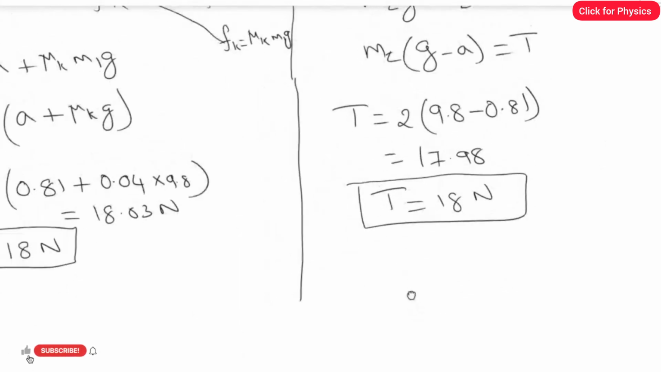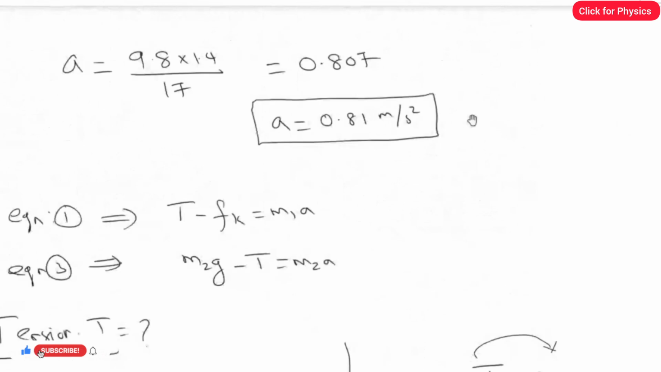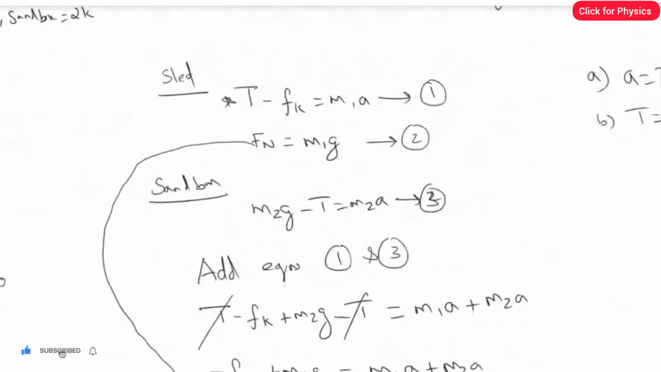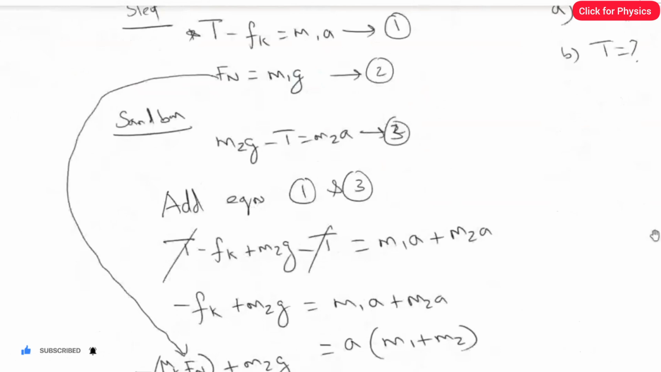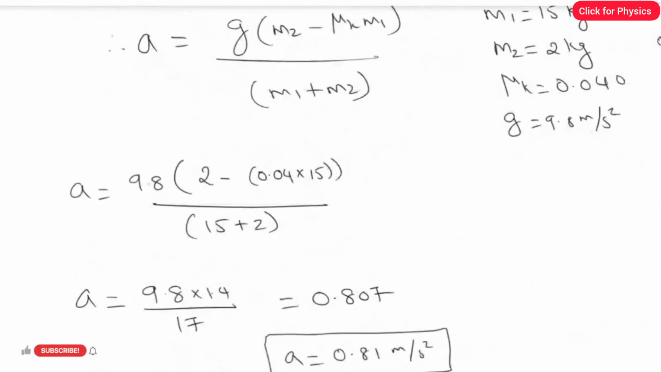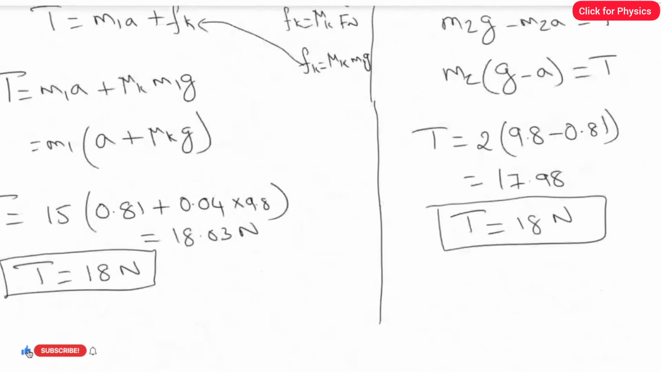That means what it exactly says, if you just go back to the figure, the tension in this and the tension in this will take the same answer. And also the acceleration of the sled and the acceleration of the sandbox is also the same value. That means A value and T value will be the same for both sled as well as sandbox. Clear? So this is the answer for part B. So here the answer for T is 18 Newton. So this is the answer for the second part.